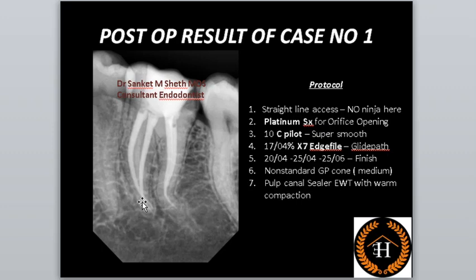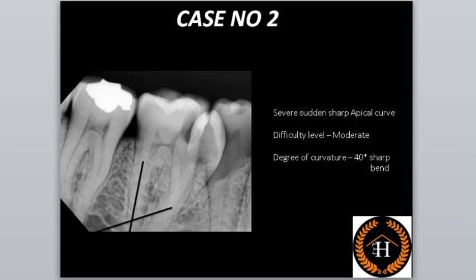In fact, we had a crisscross curve over here. The strategy remained the same: orifice opening followed by a number 10 file super smooth, 1704 glide path, and 2506 finish with a non-standardized GP cone, medium. And I have used pulp canal sealer here, EWT. You can use AH Plus or bioceramic, whatever is your choice.